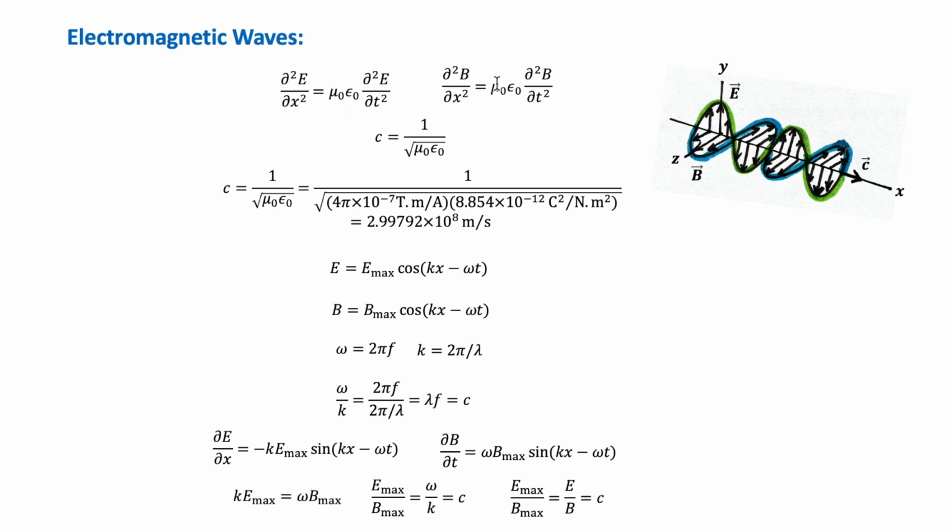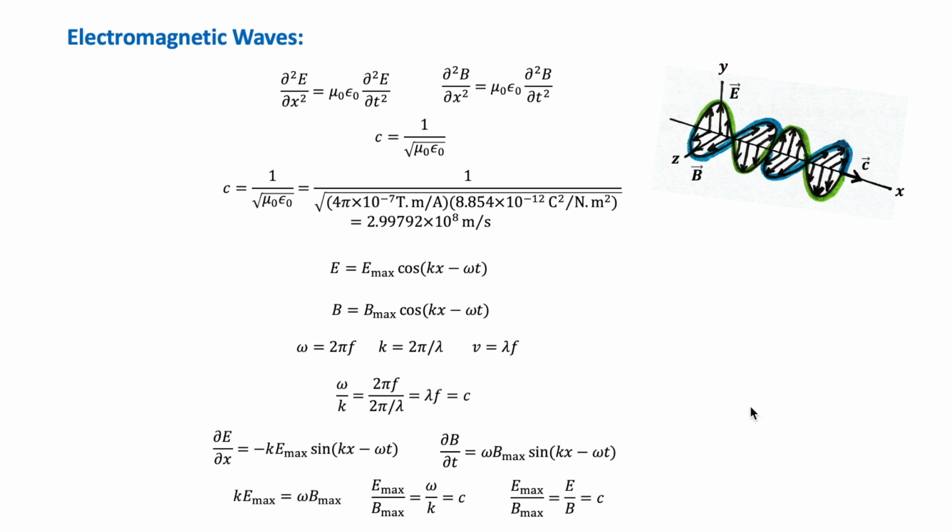So these are the wave equations for both E and B, and if we calculate the speed of this wave and substitute for mu naught and epsilon naught, we get 2.99792 times 10 to the power 8 meters per second. This speed is exactly the speed of light in empty space. Therefore, Maxwell showed that light is an electromagnetic wave.